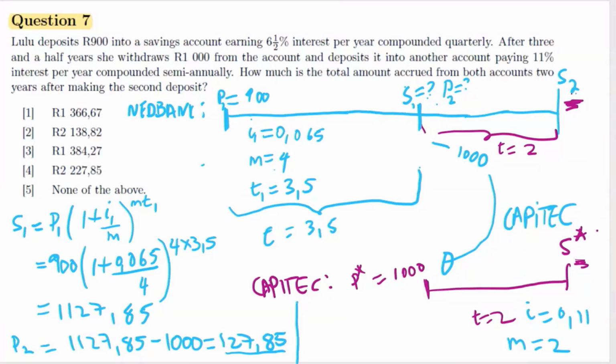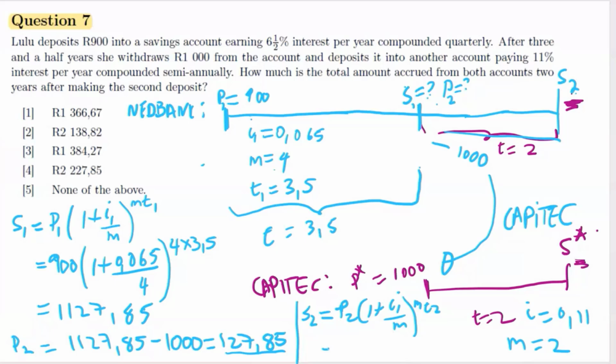So now we say the S2, still at Nedbank, is going to be equal to P2 into 1 plus I. The interest rate at Nedbank has not changed, so we have I over M to the power MT, but the time has changed. We are calculating for only 2 years for this period. So now your MT2, still at Nedbank. We are still working with Nedbank.